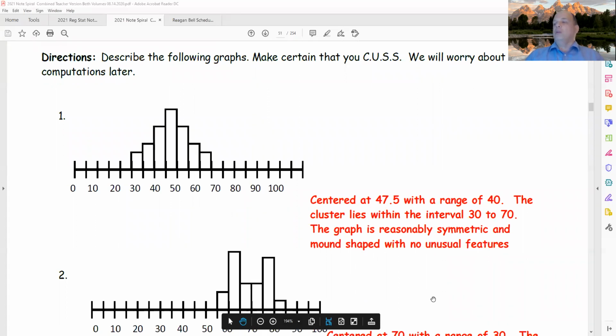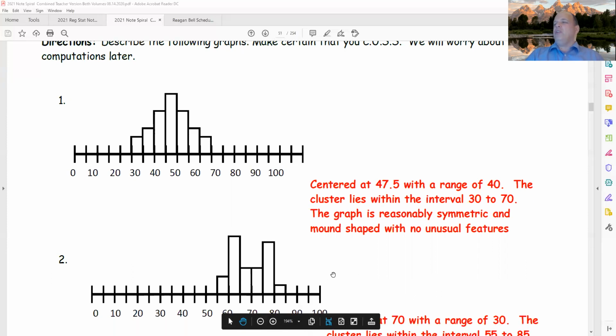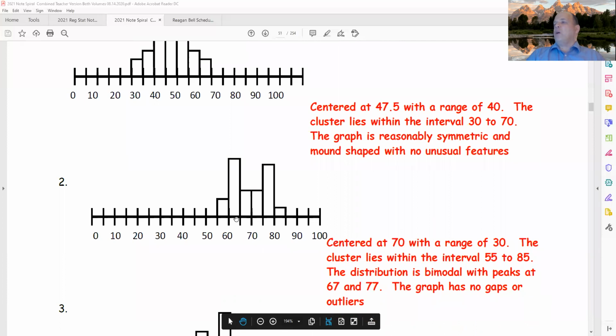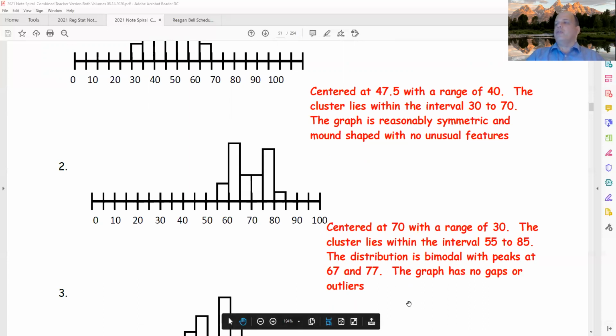Next one I look at and go, hey, I have two humps. Looks like it's bimodal. I don't see any gaps. All right. So once again, I look at this and I go, it looks like it may be centered at 70 with a range of 30, which because we had 85 minus 55. It lies within this interval, 55 to 85. The distribution is bimodal because it has two humps. And the peaks, where are they at? About 67 and 77. Or you can say between 60 and 65 and 75 and 80 or something like that. The graph has no gaps or outliers, so basically no unusual features.